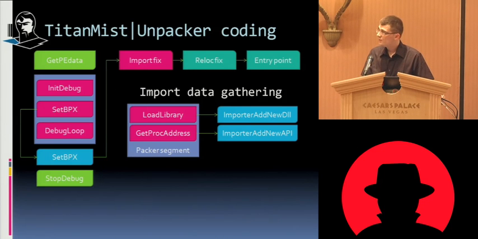So what you do is you read the data from the file, and then you initialize the debugging process, setting some breakpoints which collect all the data about import fixing, relocation fixing, and, at the end, the entry point as the final breakpoint which finalizes the unpacking process. For import data gathering, you place a breakpoint on the piece of code inside the packer which calls LoadLibrary to load new dynamic link libraries needed by the packed file. Once you are there, you collect the data, which is just the string, the name of the dynamic link library being loaded. That information is passed to the TitanEngine's importer module, which uses it to reconstruct the import table later.